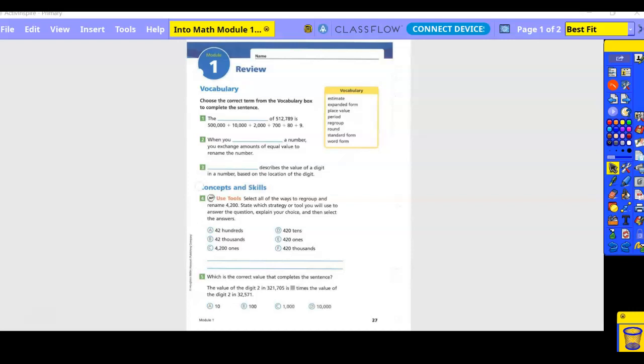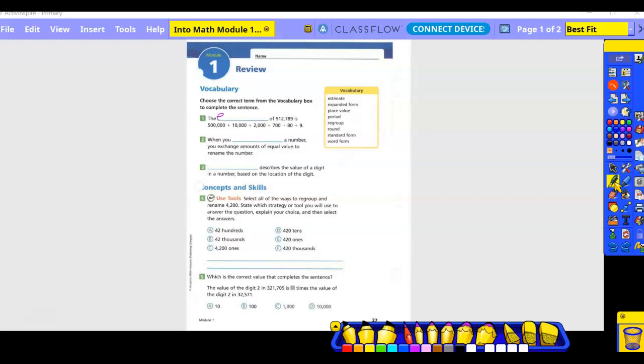512,789 is 500,000 plus 10,000 plus 2,000 plus 700 plus 80 plus 9. So what word goes in there? What is expanded form?